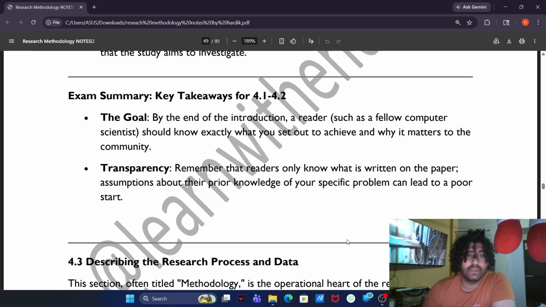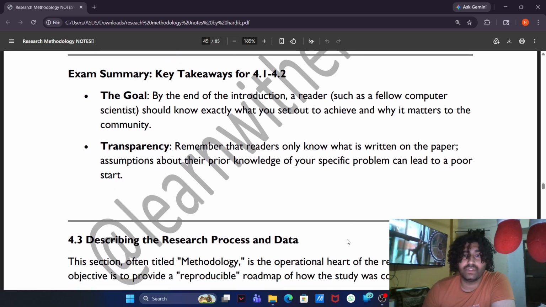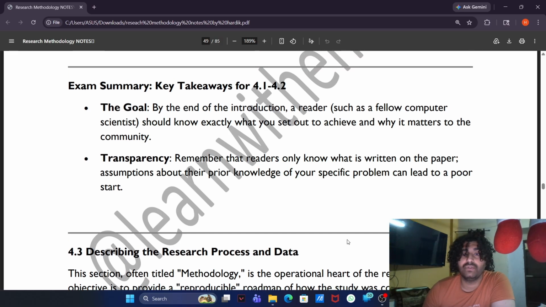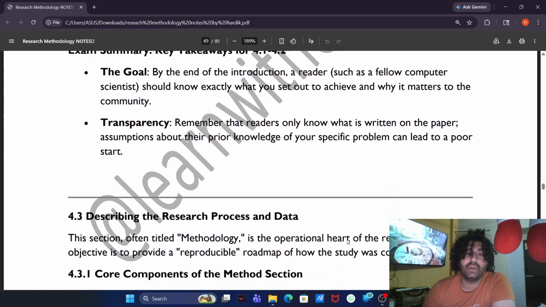Exam summary. The goal. By the end of the introduction, a reader, such as a fellow computer scientist, should know exactly what you set out to achieve and why it matters to the community. Transparency. Remember that readers only know what is written on the paper. Assumptions about their prior knowledge of your specific problem can lead to a poor start.